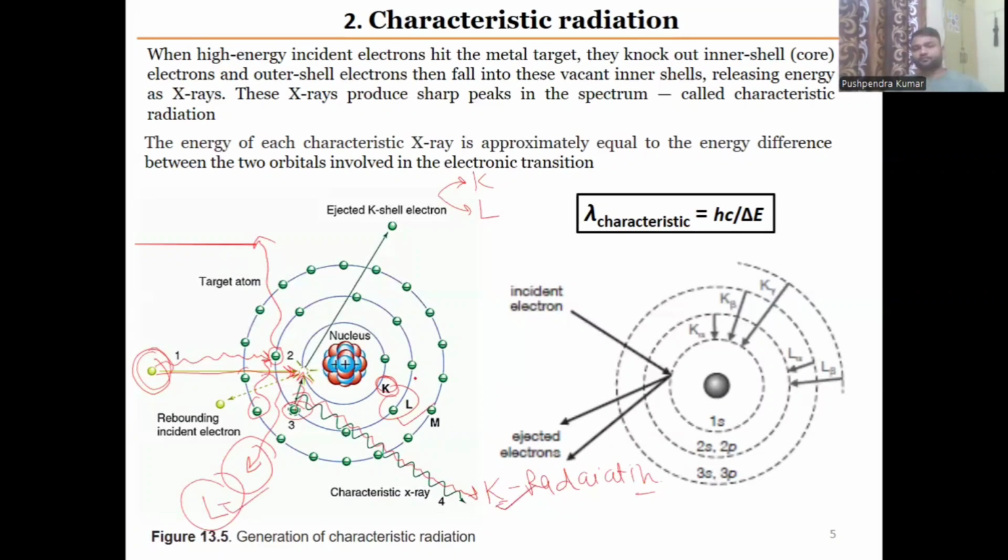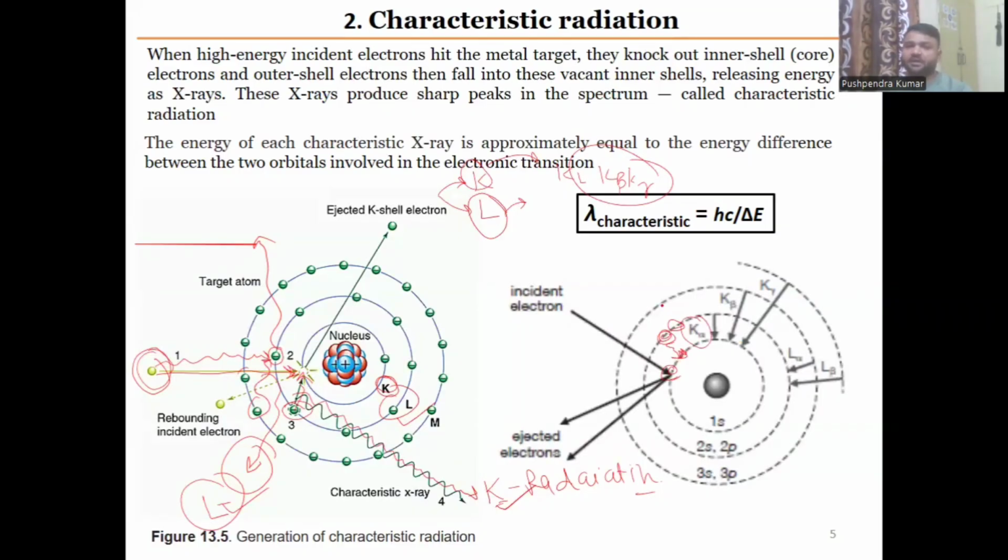There are also different types of L radiations and K radiations, such as K alpha, K beta, and K gamma. So let's understand what these are. If the ejected electron knocks out an electron from the K shell, then this will be K radiation. And if an electron of the second shell comes into the K shell where the vacancy is generated, then it is known as K alpha.